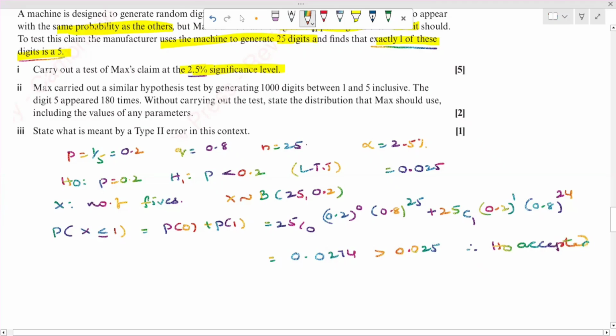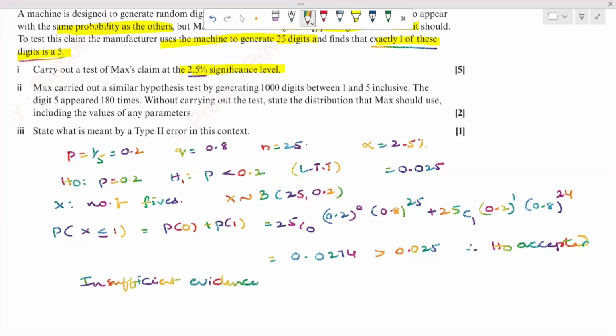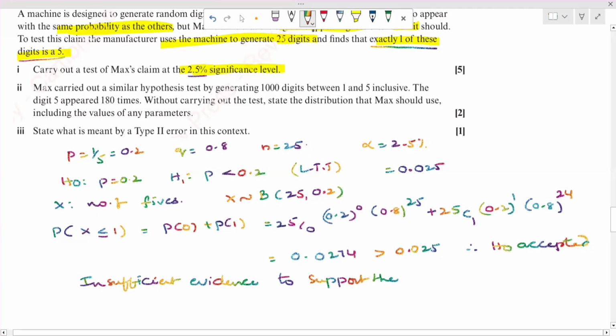Null hypothesis accepted. So there is insufficient evidence to support the claim. Insufficient evidence to support the claim, which means he has said that p is less than 0.2.